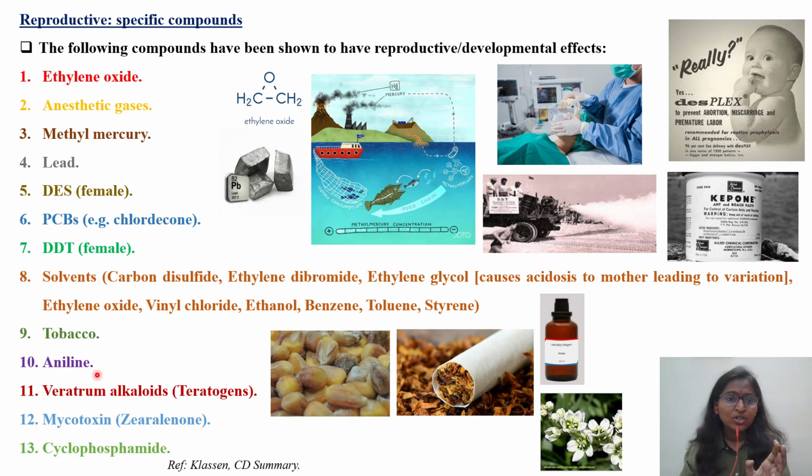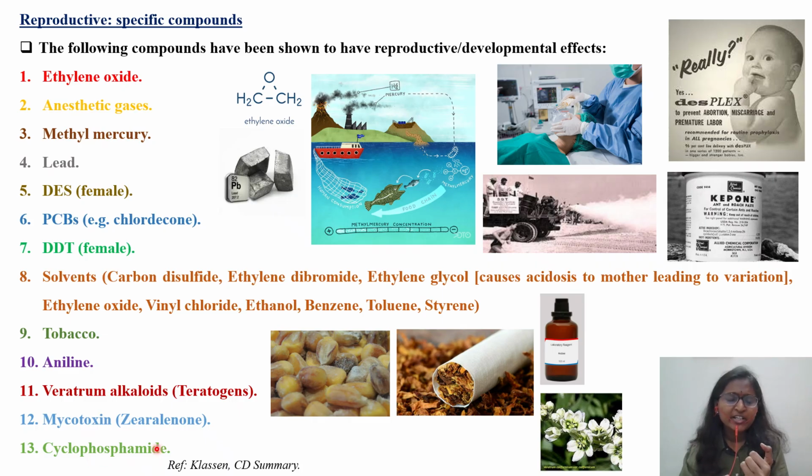Then we have tobacco, aniline, veratrum alkaloids, that are teratogens. You have mycotoxin, zearalenol, which is the component in this fungal toxin. This is a classic example. Read about the corn, how corn affected with this fungus causes the formation of this mycotoxin, and how it is causing developmental toxicity.